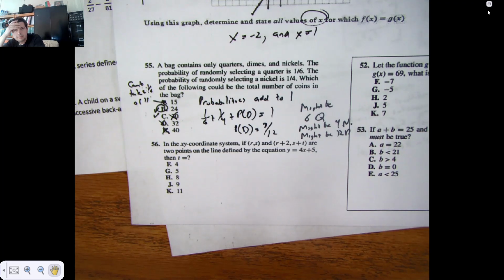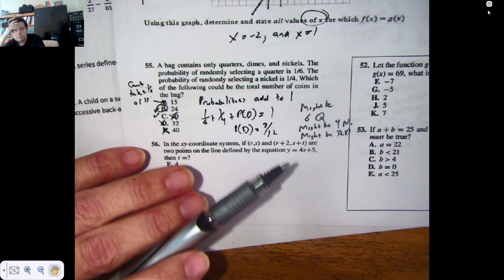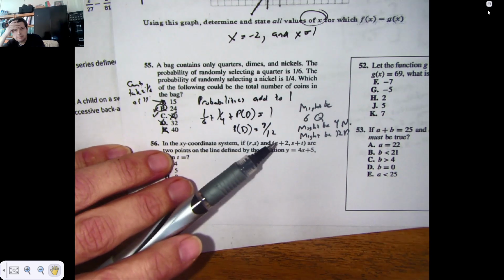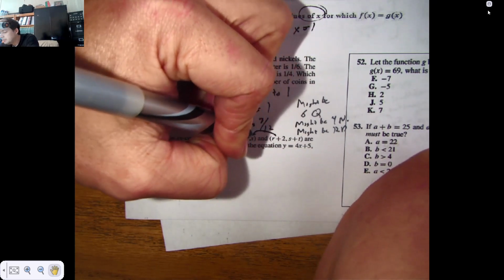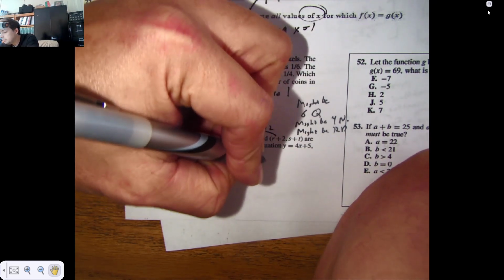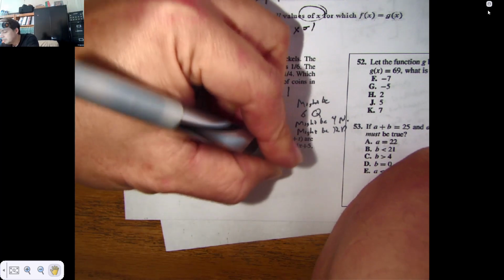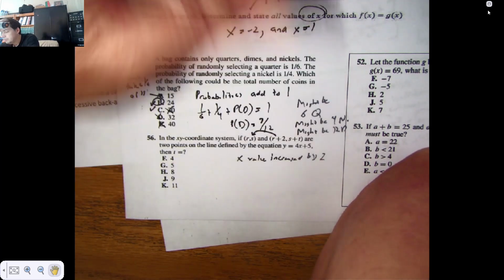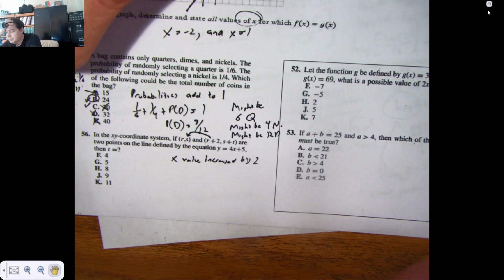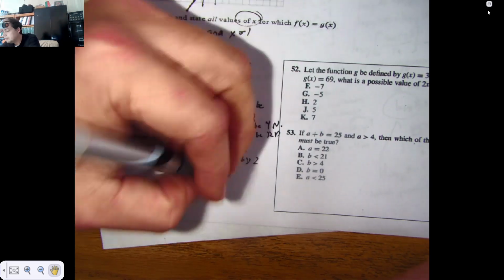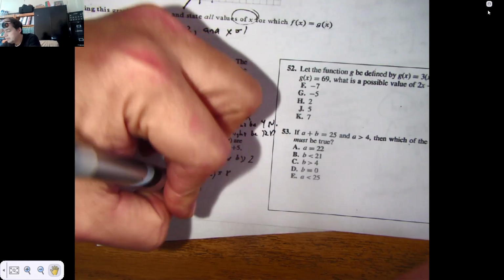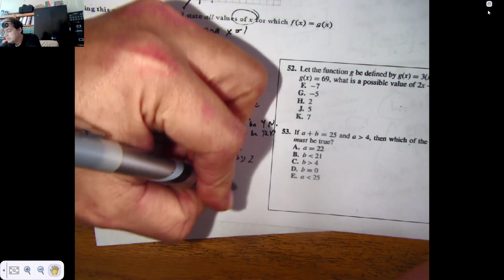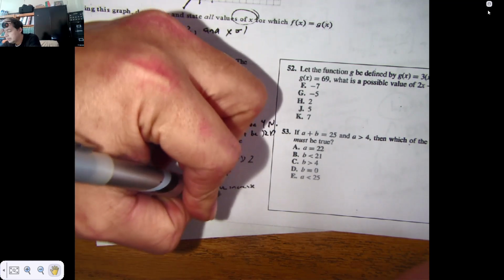What happened here is the r value increased by 2. Notice this. X value increased by 2. So if the x value increases by 2, I plug that in, the y value increases by 8.